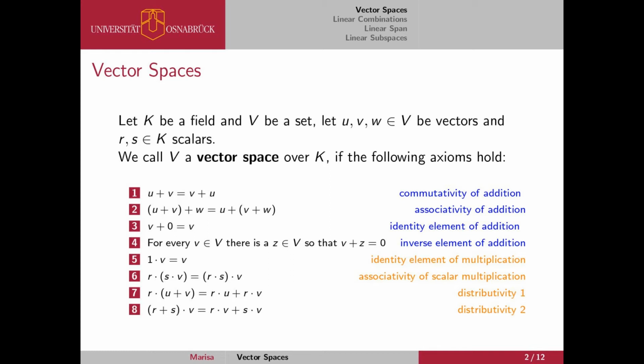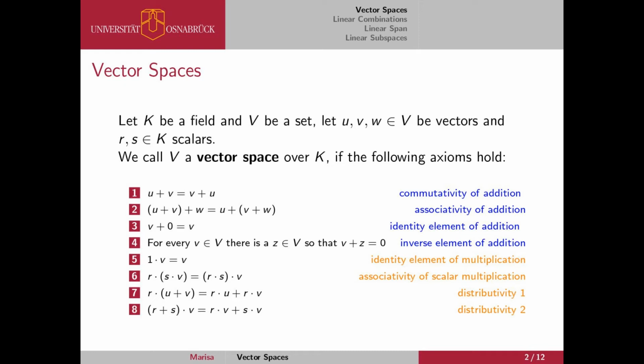So the second and the last axiom here is the one about the distributivity of the scalar multiplication with respect to field addition. This means we have two scalars from our field now, which are r and s. And now it shouldn't matter if we add them first, r plus s, and then multiply them with the vector v, or whether we take it apart. So whether we have r times v and then afterwards add s times v.